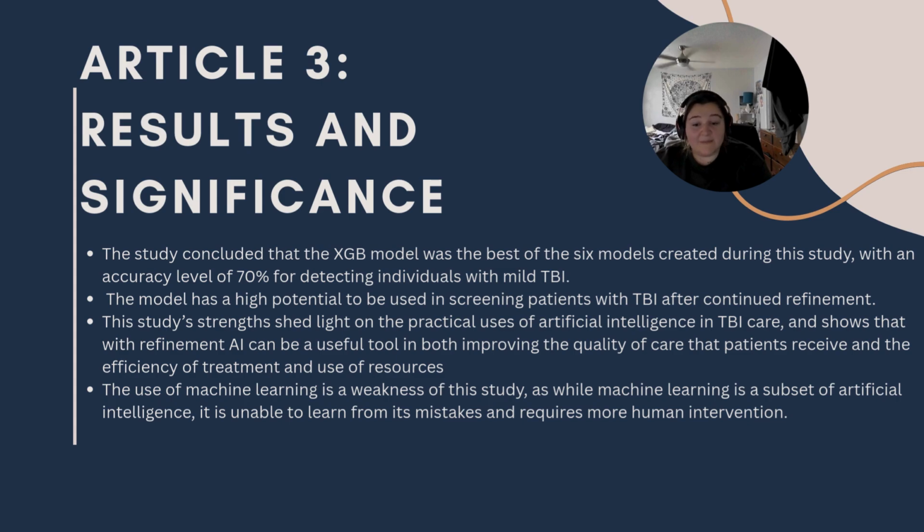The model has a high potential to be used in screening patients with TBI after continued refinement, and this is a strength of the study as it shed light on the practical uses of artificial intelligence in TBI care and shows that with refinement, AI can be a useful tool in both improving the quality of care and the efficiency of treatment and use of resources. The use of machine learning is a weakness of this study because, as previously mentioned, it is a subset of artificial intelligence, but it's unable to learn from its mistakes and requires more human intervention.